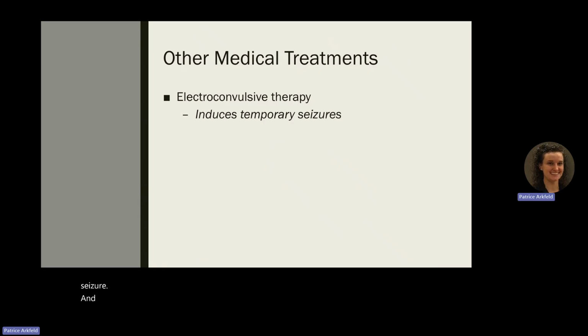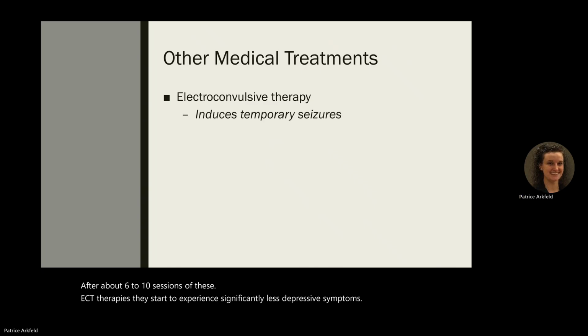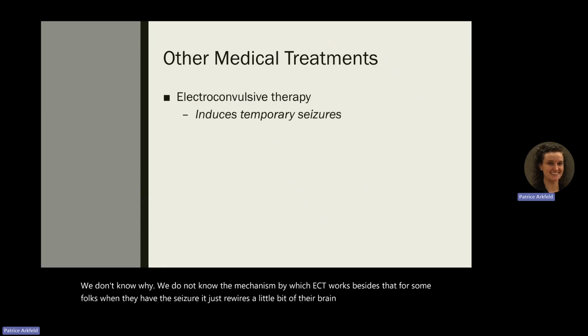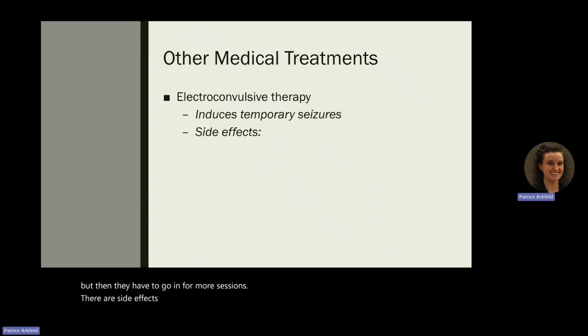What we found is that after about 6 to 10 sessions of these ECT therapies, people start to experience significantly less depressive symptoms. We don't know why. We do not know the mechanism by which ECT works, besides that for some folks, when they have the seizure, it just rewires a little bit of their brain temporarily. The effects are not tremendously long lasting. They usually last about 6 to 12 months, but then they have to go in for more sessions.